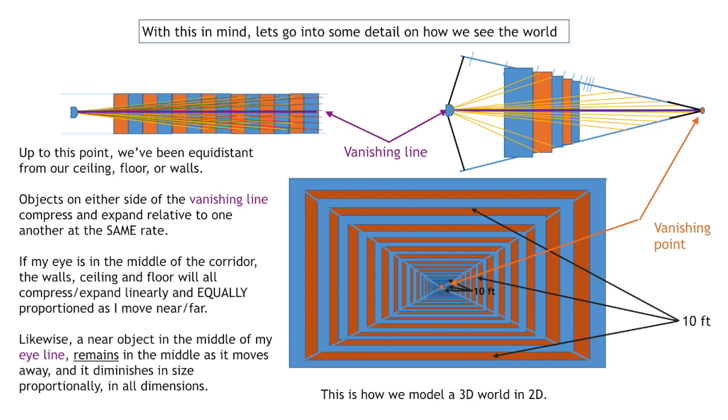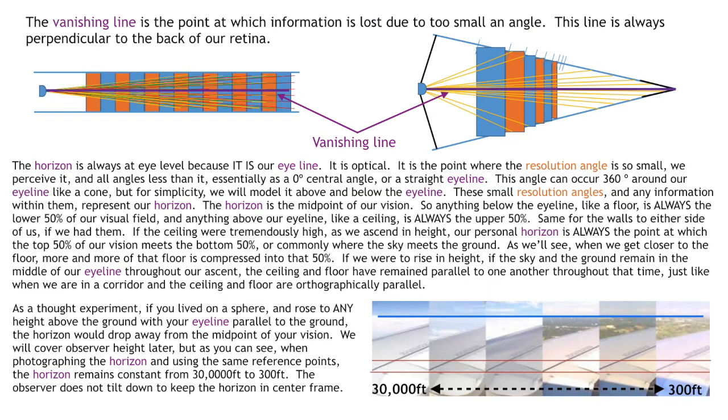Likewise, a near object in the middle of my eye line remains in the middle as it moves away, and it diminishes in size proportionally in all dimensions. So again, if I put a box straight in front of my vision here and it extended further away from me, straight down the middle of this corridor, in line with my eye line, it will proportionally get smaller in all dimensions and eventually disappear. So again, this is how we model a 3D world in 2 dimensions.